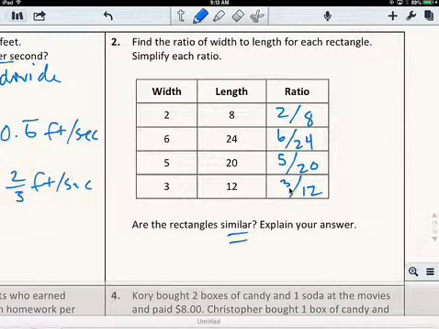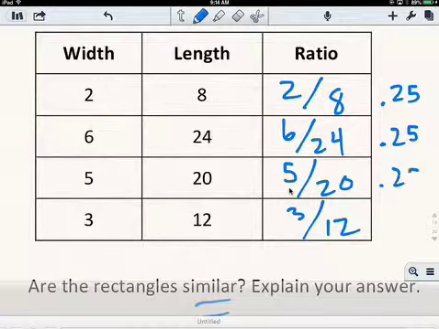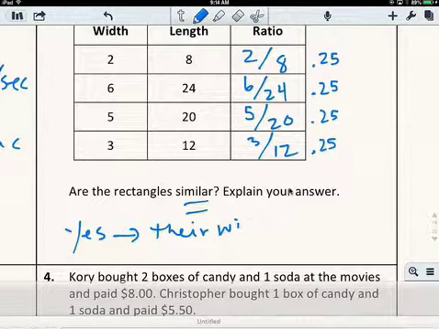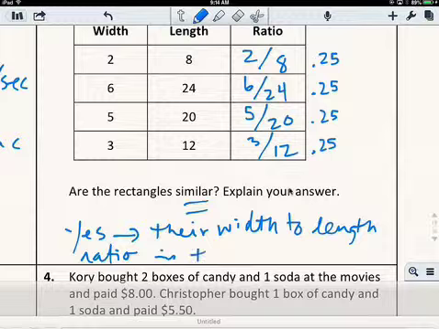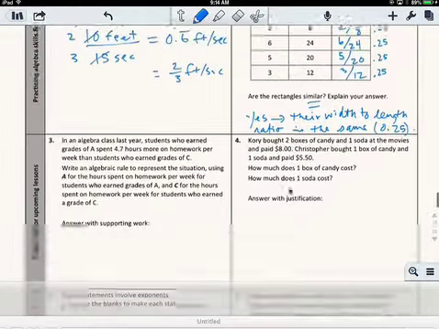So we actually have to divide this out. 2 divided by 8 is 0.25. 6 divided by 24 is 0.25. 5 divided by 20 is 0.25. And 3 divided by 12 is 0.25. And so the answer is yes, their width to length ratio is the same, 0.25. All right, let's keep going. So that's just a fact of geometry.